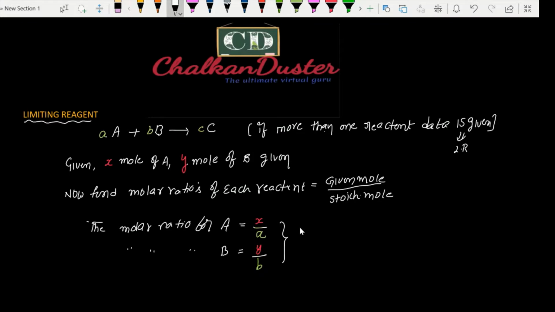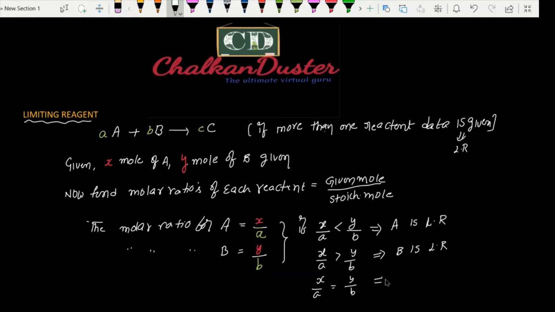Compare these two values. If x by a is less than y by b, then we can say A is the limiting reagent. So for whichever reactant the molar ratio is less, that is the limiting reagent. If x by a is more than y by b, then B will be the limiting reagent. If x by a is equal to y by b, then there is no limiting reagent. So these are the three cases you can compare.